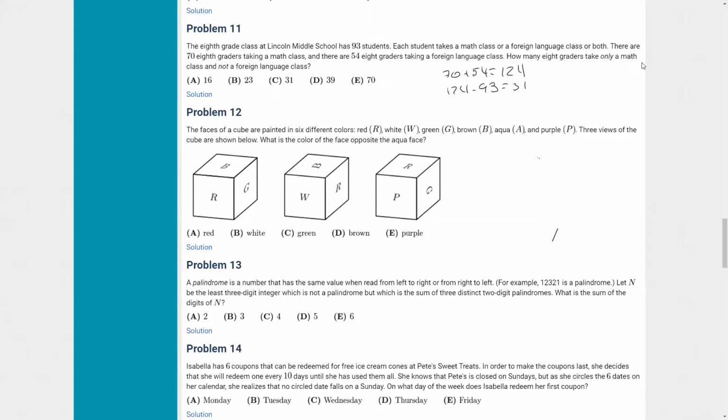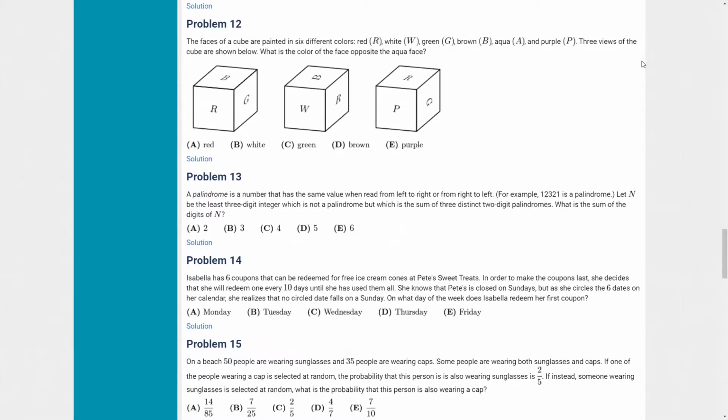Now, the answer we want to find is how many 8th graders take only a math class and not a foreign language class. So we know how many are taking a math class, which is 70. And we know out of those 70 that 31 are taking also a foreign language class. So that means that 39 are only taking a math class. And the answer for problem 11 is D.